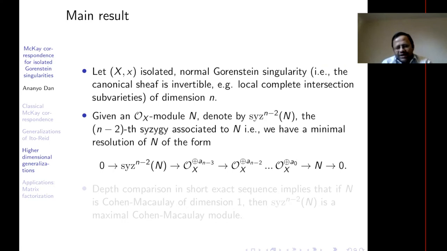So we look at this for any module. Here we are not assuming anything about reflexive or maximal Cohen-Macaulay. Any module N will have this kind of minimal resolution, and we look at the entry that we have at the n minus 2th step.